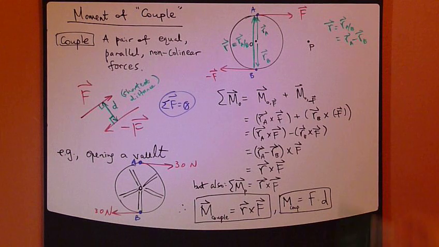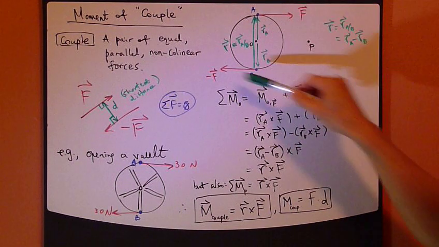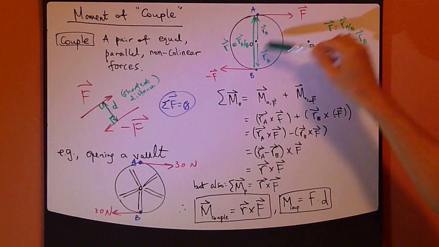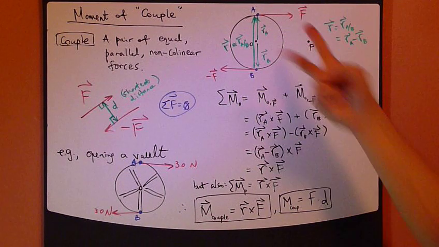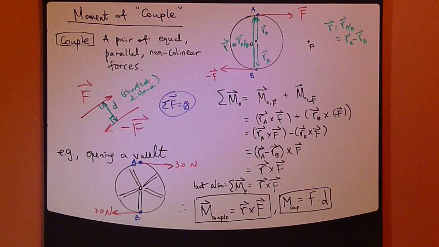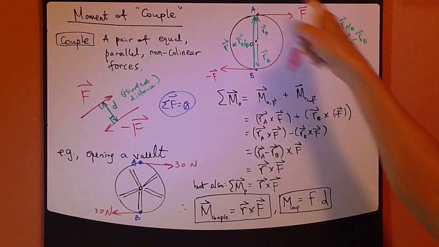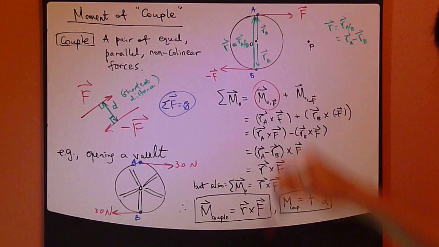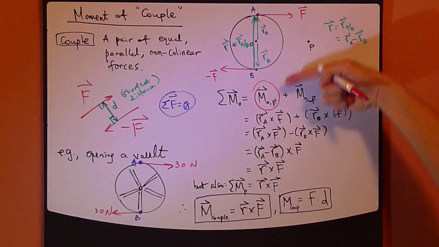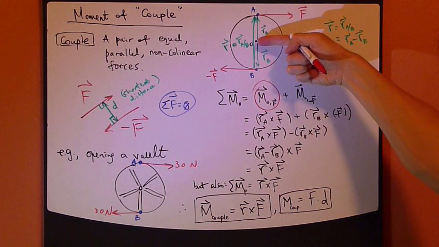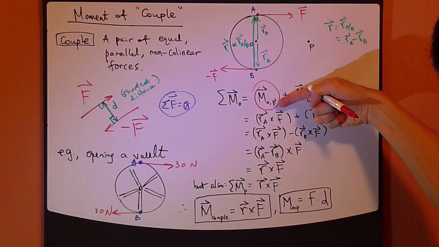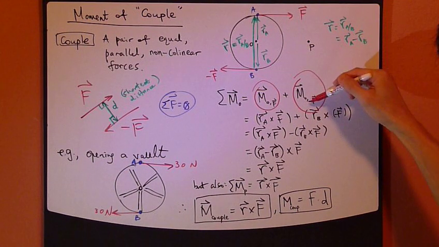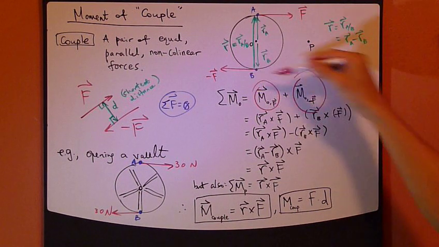Okay, let's do the sum of moments about point O considering these two forces. There are two forces, so now we have two terms. Sum the total moment about point O. First, the moment about point O due to the first force, plus the second force, negative F, the bottom force.